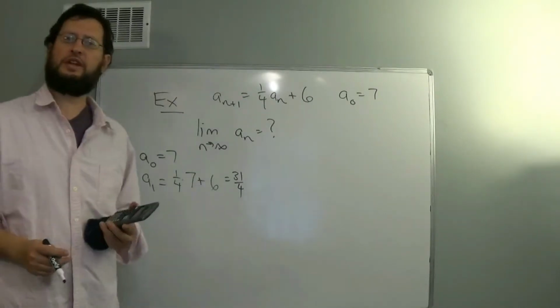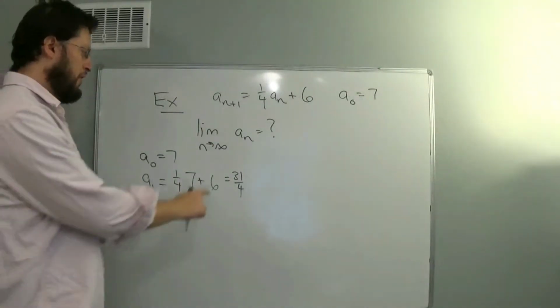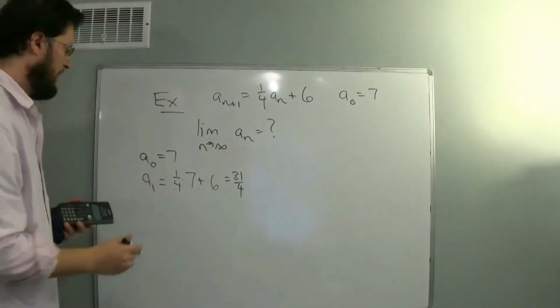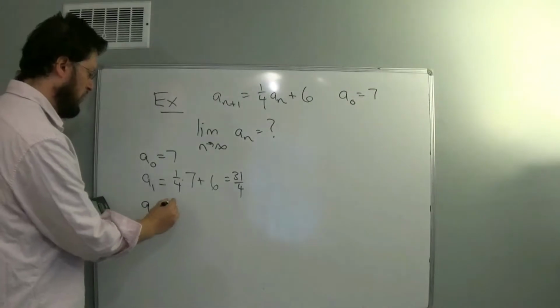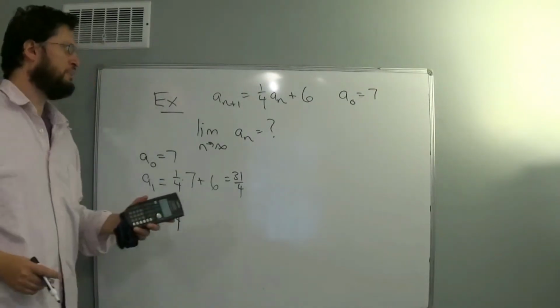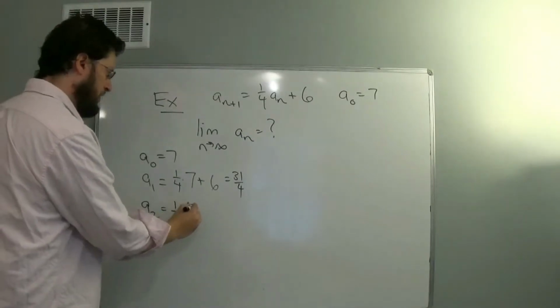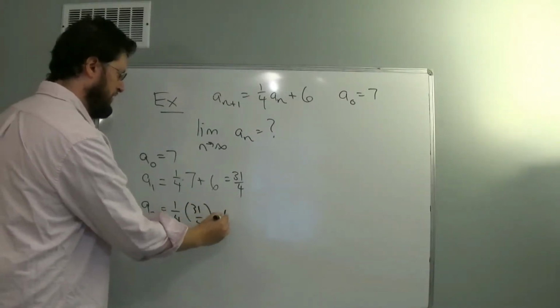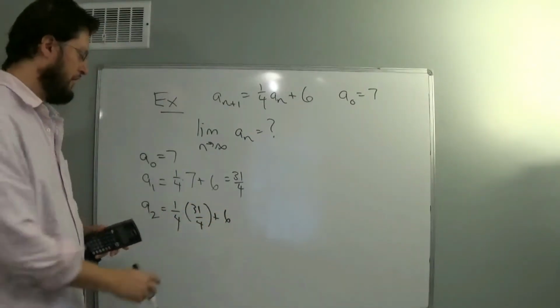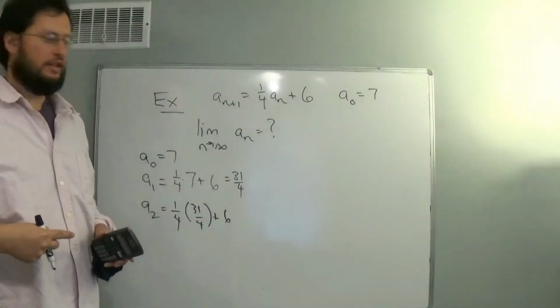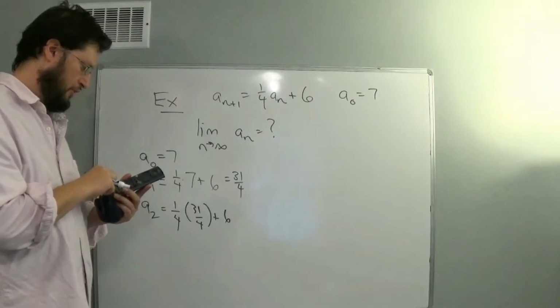Now, if you put this into your calculator correctly, we can start making these next values without very much work at all by saying that A2 is 1/4 of the previous answer, right? So this is AN, so that will be 31 over 4 plus 6. So I can just put in my calculator 1/4 times the answer that it just calculated, and then plus 6. So that's what I'm going to do.